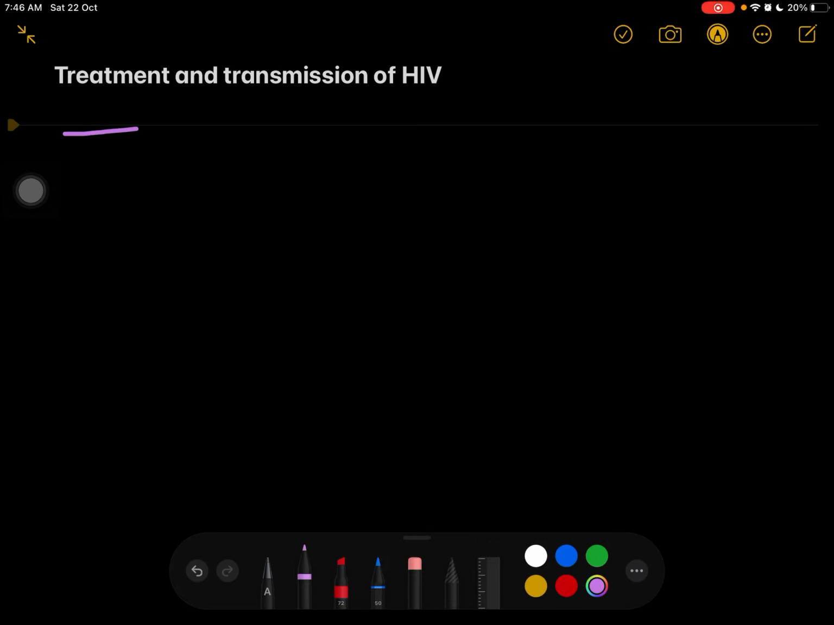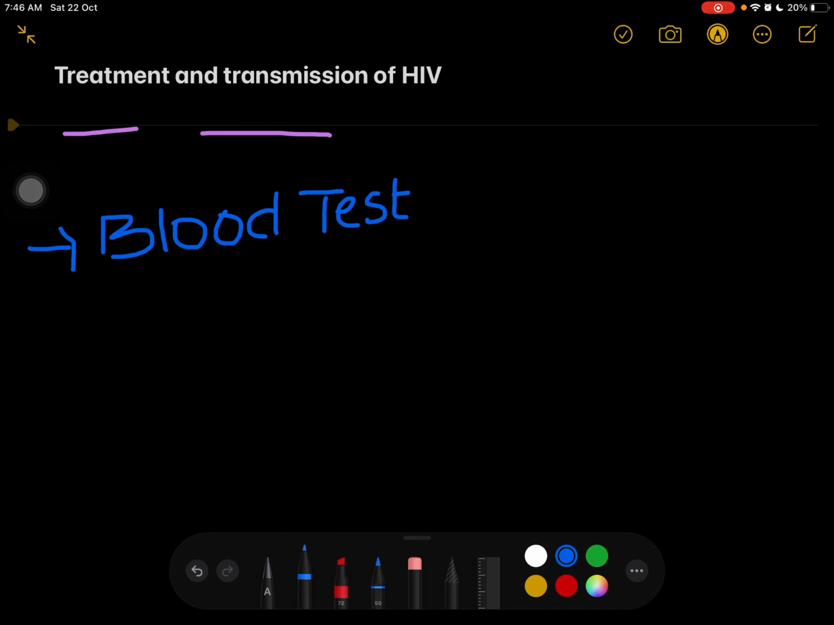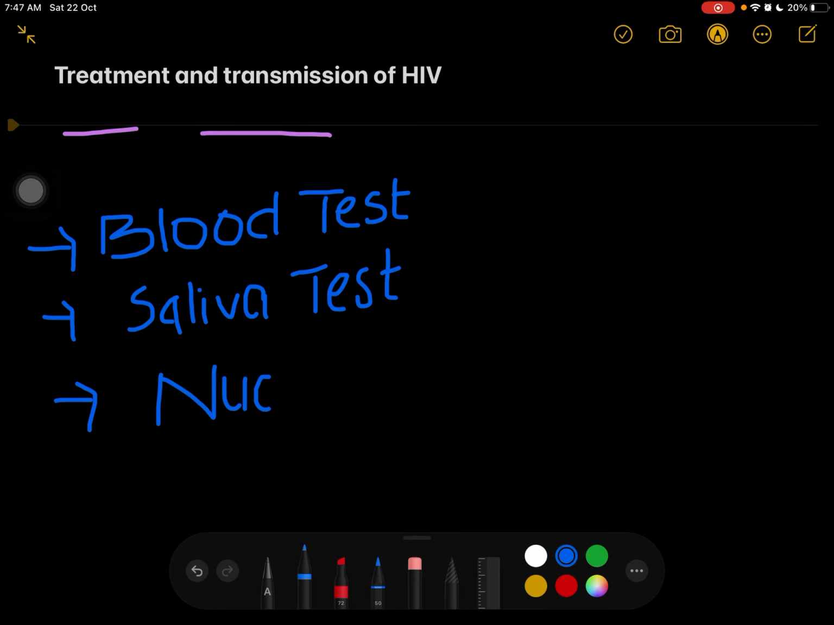So today we will discuss treatment and transmission of HIV. Before discussing that, how will we get to know the presence of HIV? For that, there are some tests that we have to do in order to recognize the presence of HIV. Number one is blood test. Number two is saliva test. And number three will be nucleic acid test.